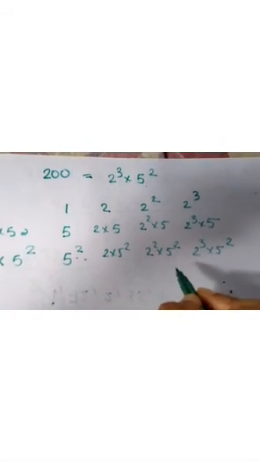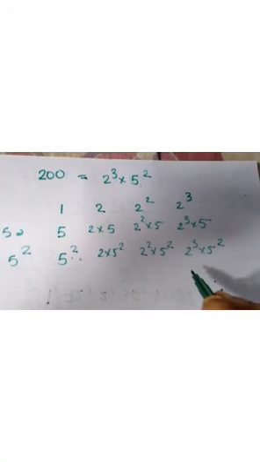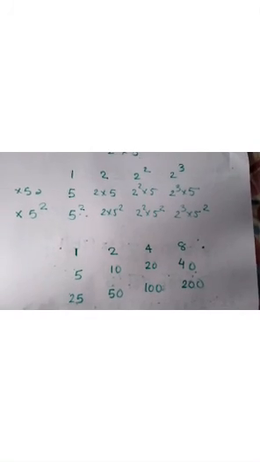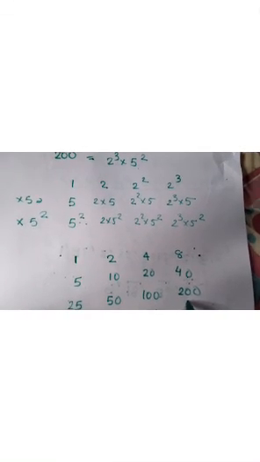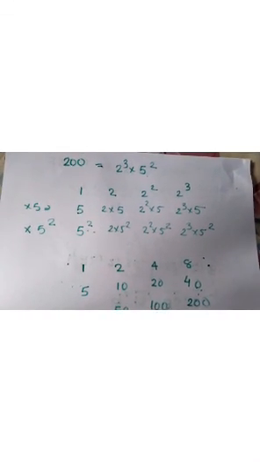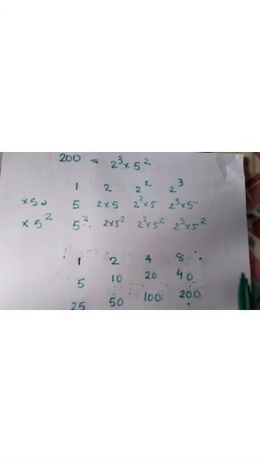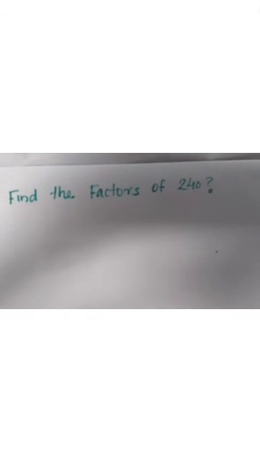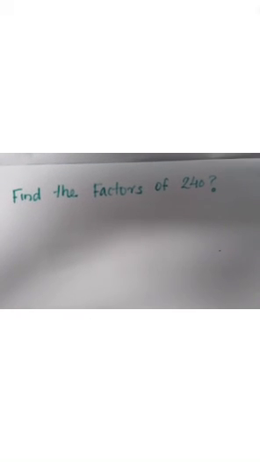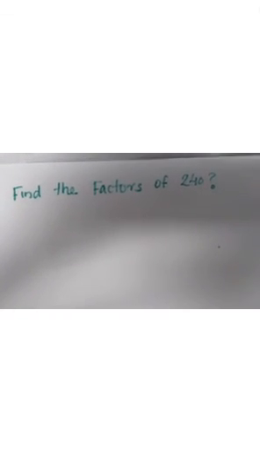When we multiply these, we get the factors of 200. That is 1, 2, 4, 8, 5, 10, 20, 40, 25, 50, 100 and 200. Okay, now you know how to find the factors of a given number. Is it clear? This is your work. Find the factors of 240 and list them.